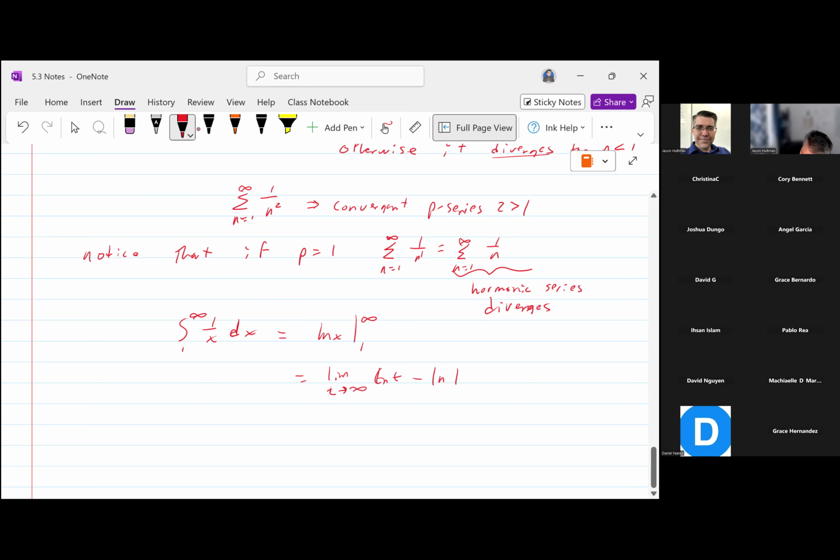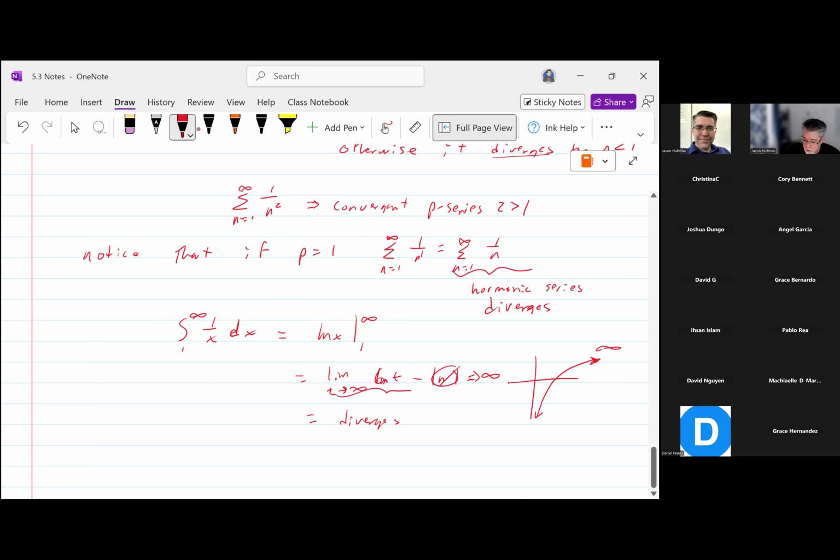The natural log function looks like this, and it goes off to infinity. So this thing diverges. This thing goes to 0, but this thing goes to infinity. It tends to infinity, so it diverges.